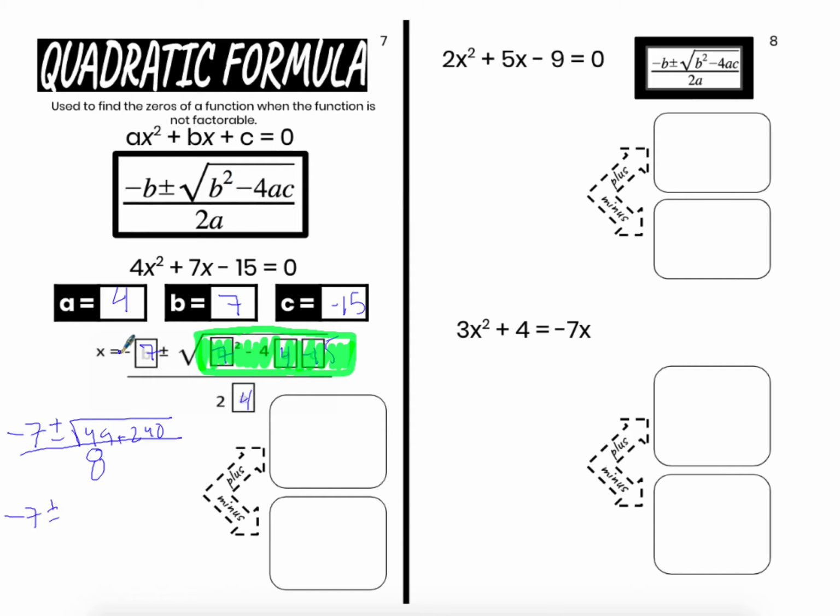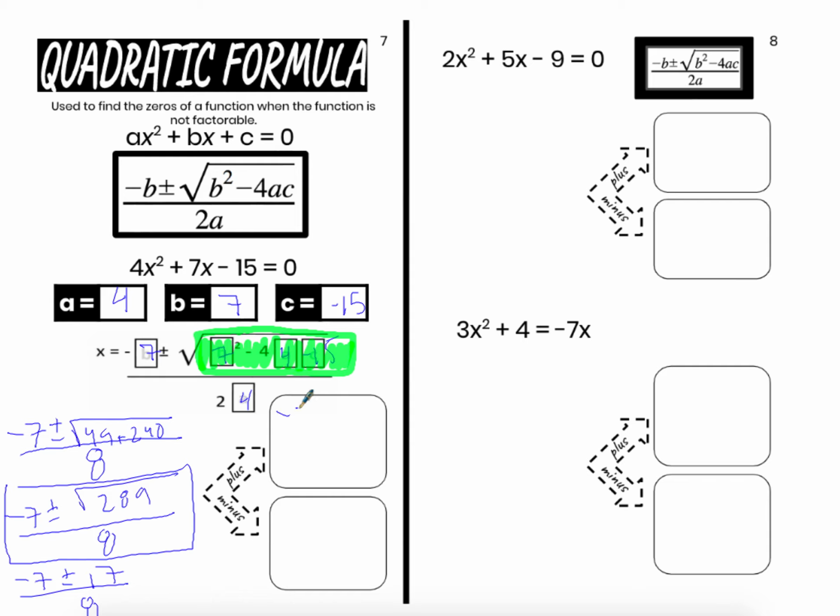I would suggest that you go from here to square root of 289. So this is the first step that you really need to show me. And then we have a perfect square under the square root. So we have negative 7, and I think that is 17. Let me check. 17 times 17. Yep. So negative 7 plus or minus 17 over 8.